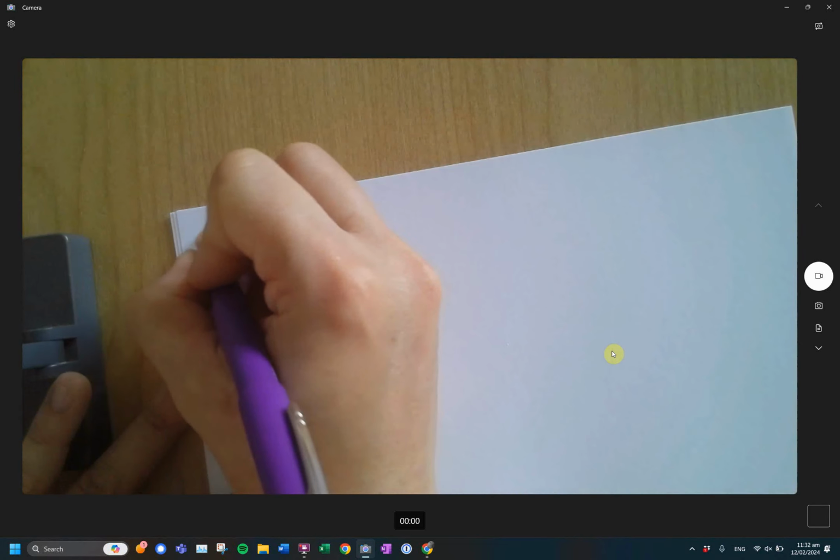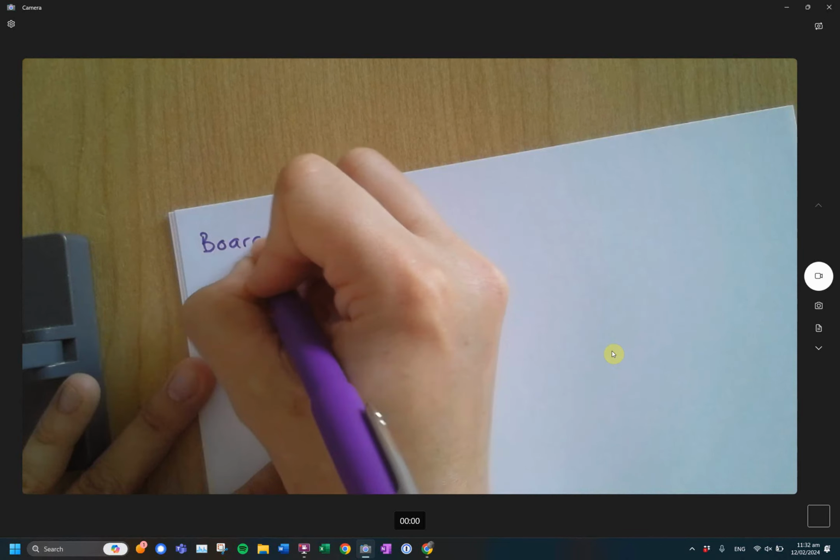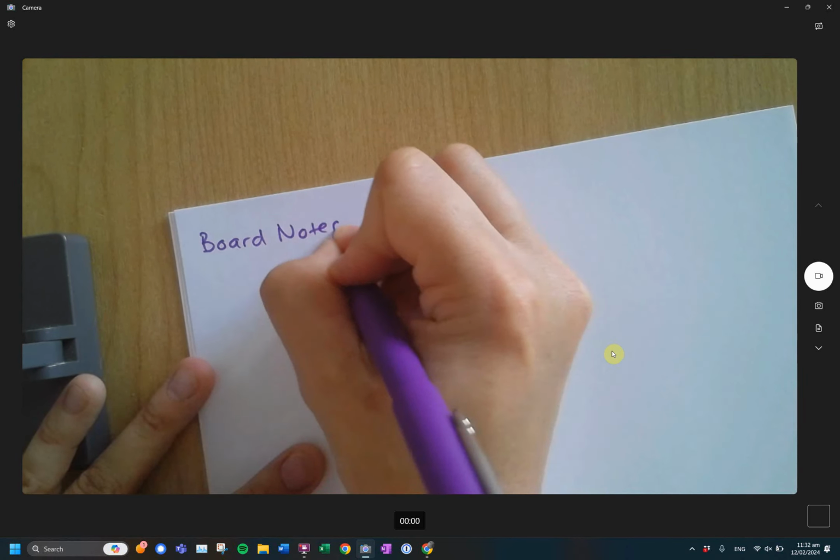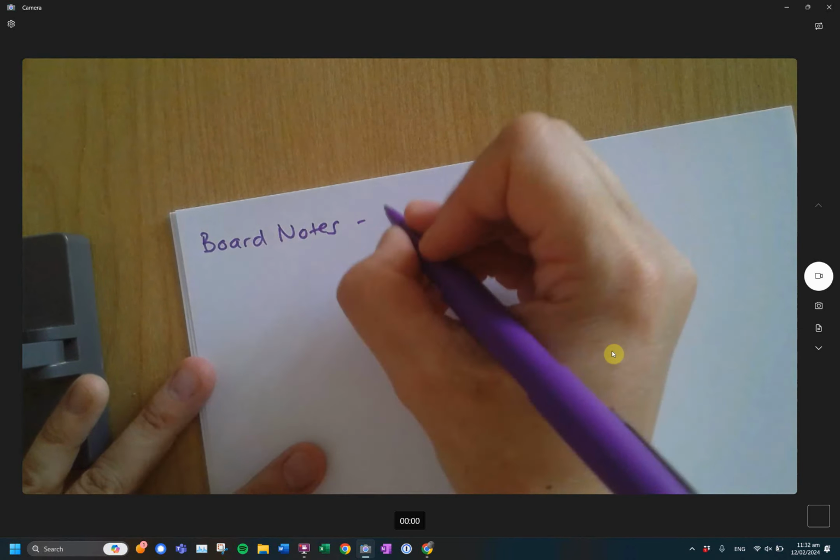Right, team, let's get started. So these are the board notes for today. I'm just going to write "board notes" so that when I scan it, you guys know what they are. And this is the 12th.